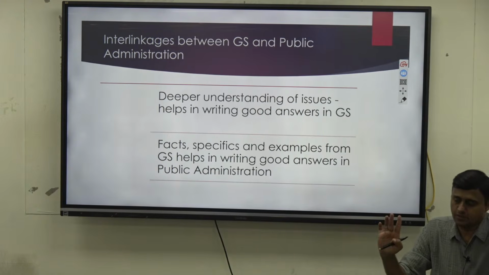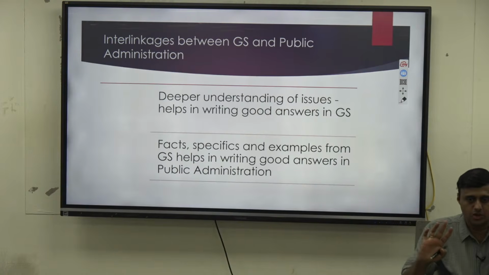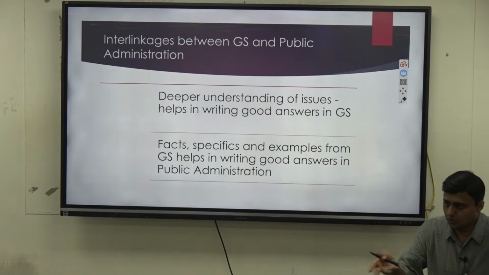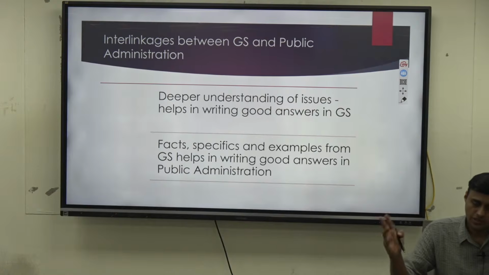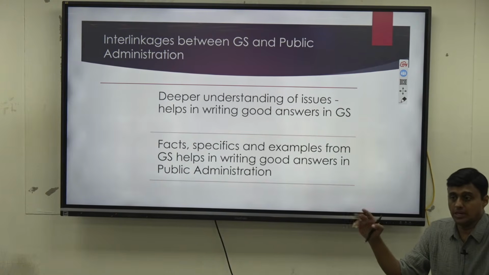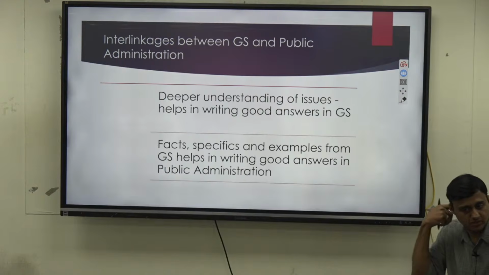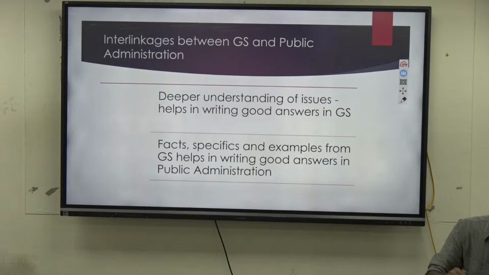That's why in GS, as far as possible, the suggestion is you should not bring too many thinkers from your optionals. Of course, in GS4 you can use Aristotle and everything because they have mentioned it in your syllabus itself. We are not talking about that. We are talking about the other optional thinkers. For example, in sociology they study someone called M.N. Srinivas, Emile Durkheim, like that. So many people they study. Directly, whatever they have told, you should not use it in your GS.